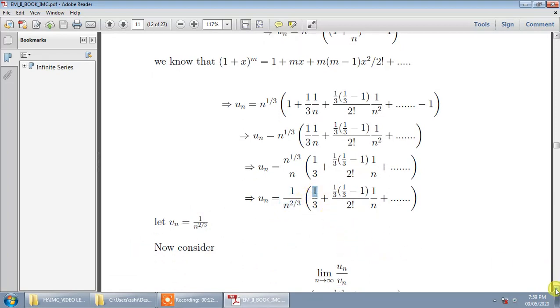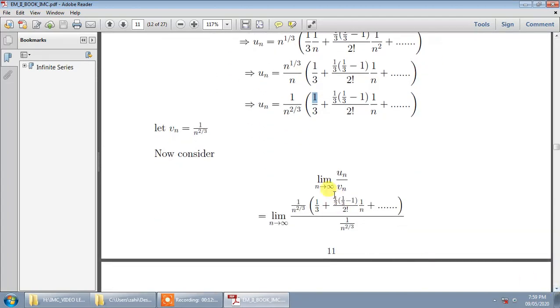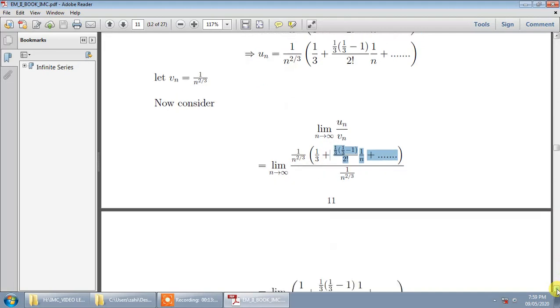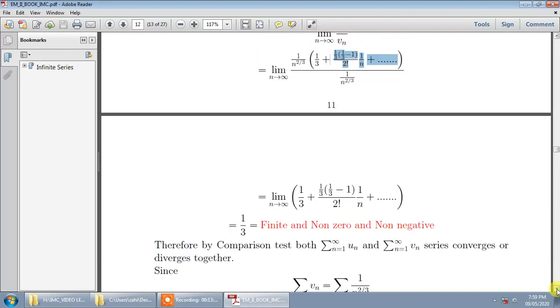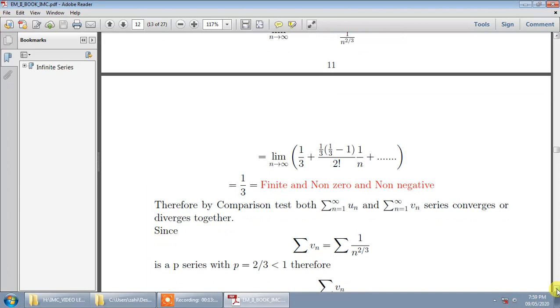Okay, so now consider the limit n tends to infinity of un by Vn, which is equal to, this is the un, this is Vn. So if I put un by Vn, this term will get cancelled with this term, and if I put n equal to infinity, this term vanishes, and all terms after that also will vanish, because they contain 1 upon n or 1 upon n higher powers. Therefore all terms after this will vanish, leaving you 1 upon 3. Therefore the answer is 1 upon 3, which is finite and non-zero. Therefore both series converge or diverge together.